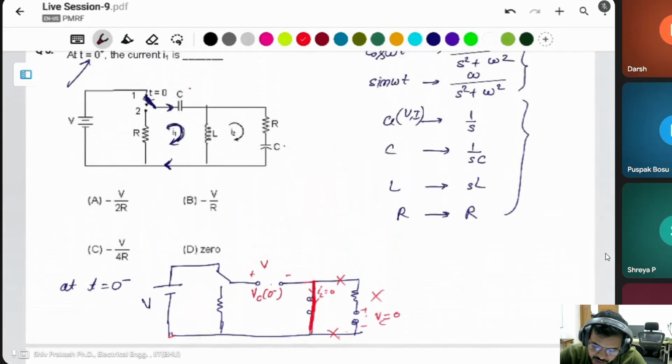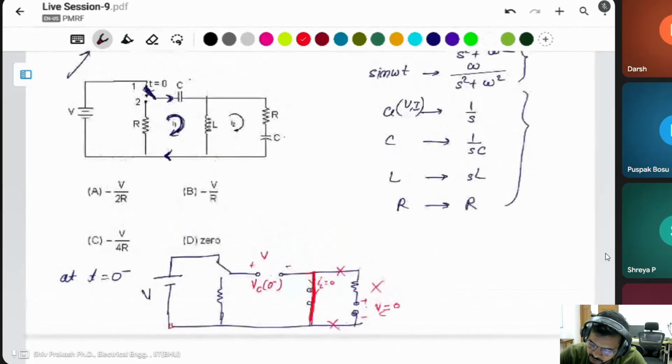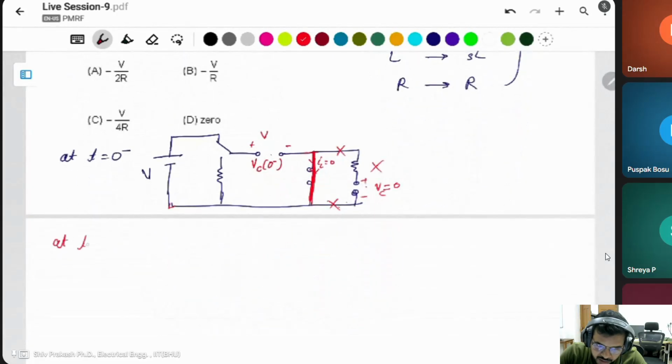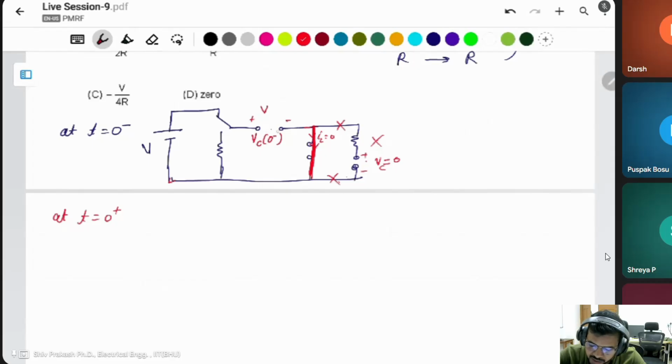But asking about the initial voltage, it will be the same initial point at t equal to 0 plus. At t equal to 0 plus, this capacitor is behaving like a short circuit, and the inductor will be an open circuit at the initial point. And this circuit is connected like that.